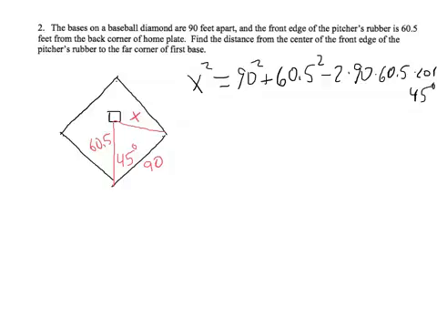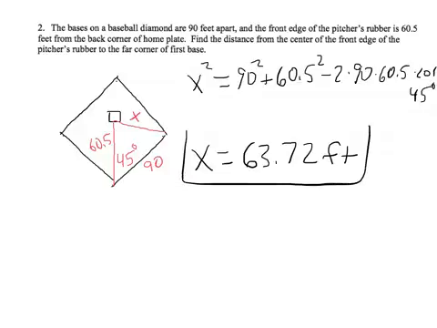And I am fairly confident, after practicing this for a day yesterday, that you guys know how to solve for x now. So you go through all that algebra work, and when you are done, you would get x equals 63.72 feet. And if the pitcher's rubber was right in the middle of the baseball diamond, we should get 60.5 for that. So we're just a little bit off there.